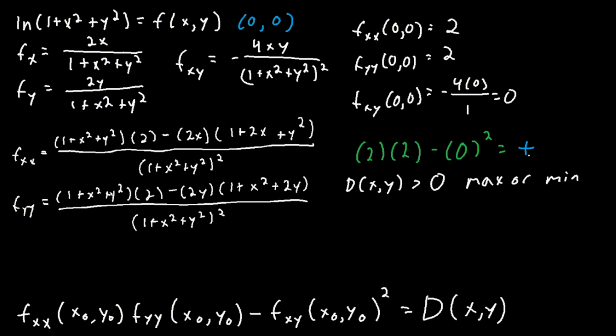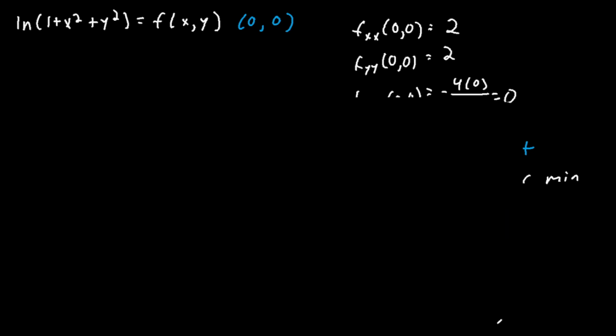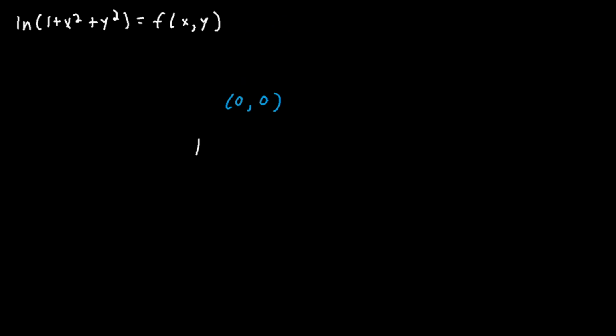Well, since our D is positive, we just have to look at our double x partial. So our double x partial, what is it? Our double x partial is positive. So what is this? This will be a local min, because the D is positive and our double x partial is also positive. Therefore, this point 0, 0 is a local min. So, if you have any questions, put them down in the comment section.